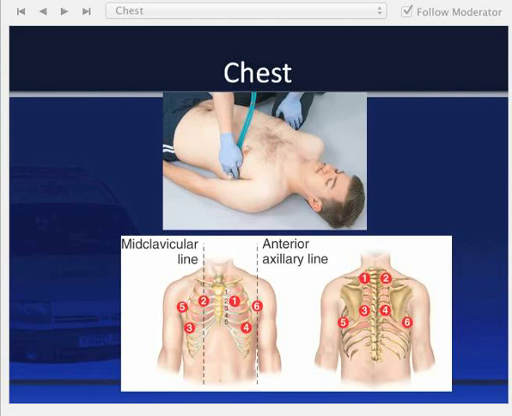Listen for breath sounds. Listen to the top of the lungs, mid-clavicular line on both sides of the chest. Listen to the bases of the lungs, and then the mid-axillary line on both sides of the chest. Compare from side to side.